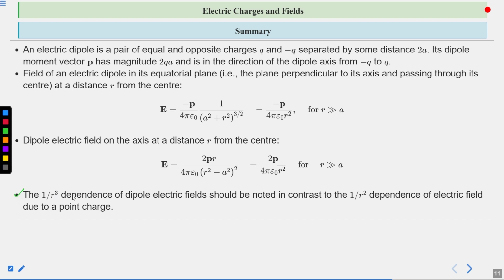One upon r cube dependence of the dipole electric field should be noted, in contrast to the 1 upon r square dependence of the electric field due to a point charge. So from this relation, if we talk about the dipole electric field on the axis, here E is inversely proportional to r cube.